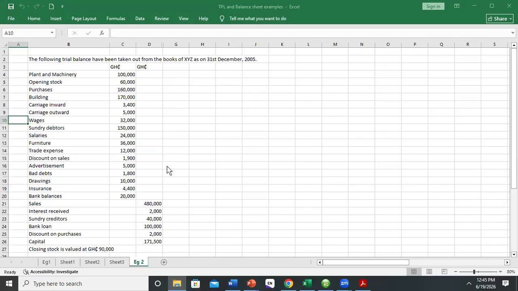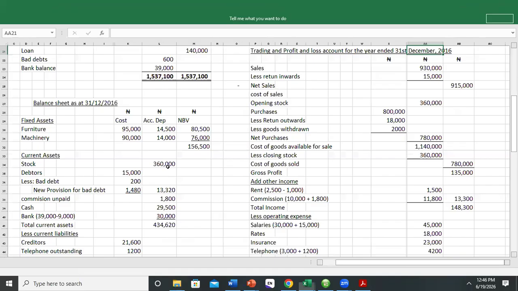So one can be in the trading account and the other in the balance sheet, or both of them can be in the balance sheet, or both of them can be in the profit and loss account, or you can have one in the profit and loss and one in the balance sheet. But each adjustment item normally has two effects, so take note of that.